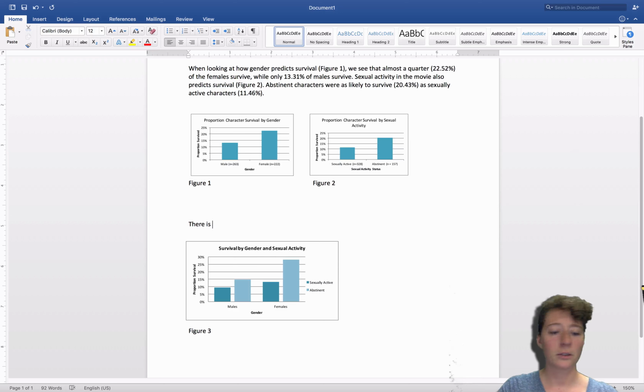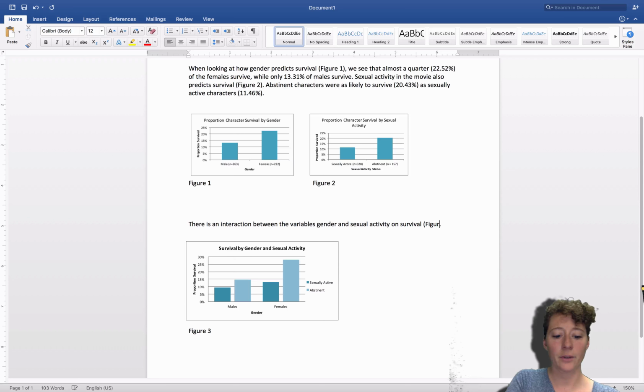We want to start off, spoil the story, tell them a very strong statement. There is an interaction between the variables gender and sexual activity. Oops. There's an interaction between the variables gender and sexual activity. How so? On survival. And we also want to tell them where to look. Check out figure 3.